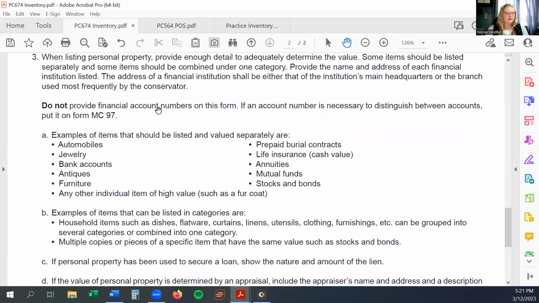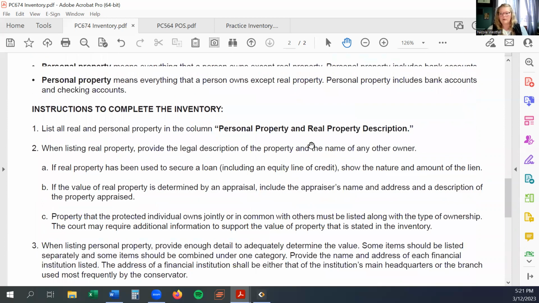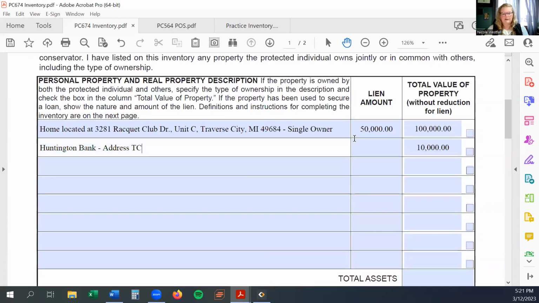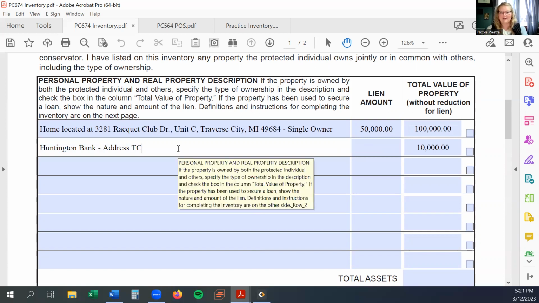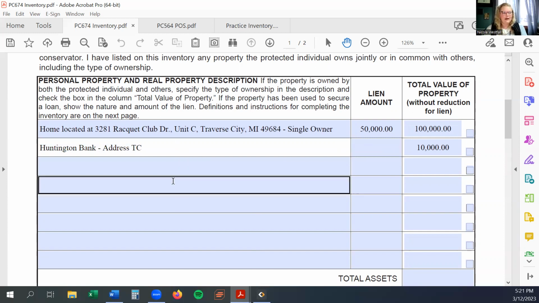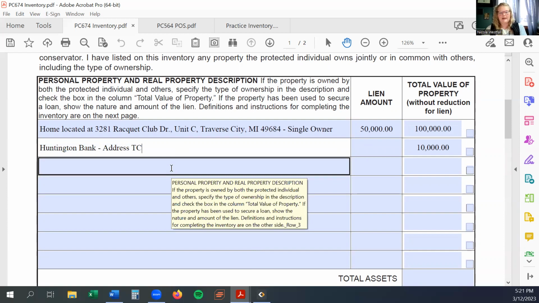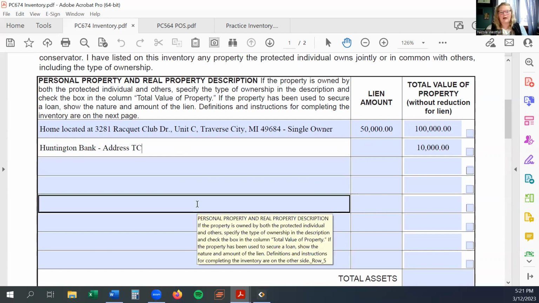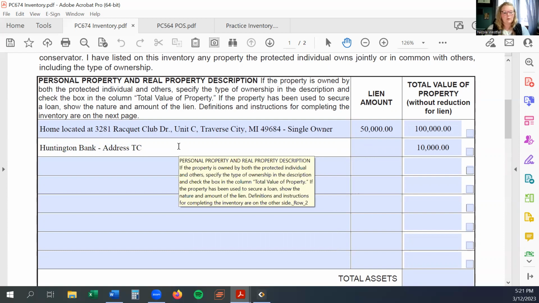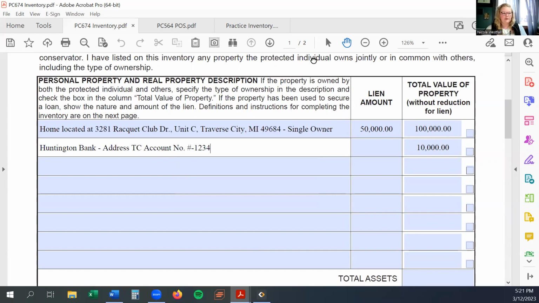Then next, it says do not provide financial account numbers on this form. That's really important because this form gets delivered to everybody that is an interested person. So we don't want to put Huntington Bank, the address that they have that account in, and then also the account number. We're not trying to give all that information. What I typically do, and what you'll see on my form, is I usually do account number, and then a hashtag and the last 4 digits.